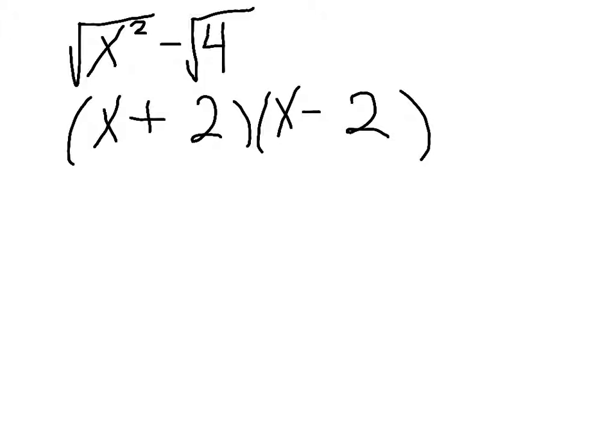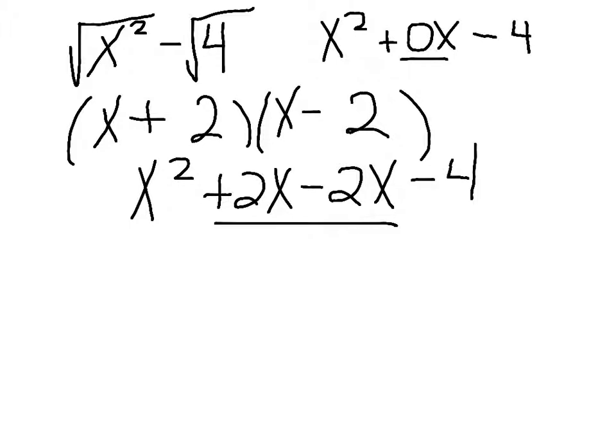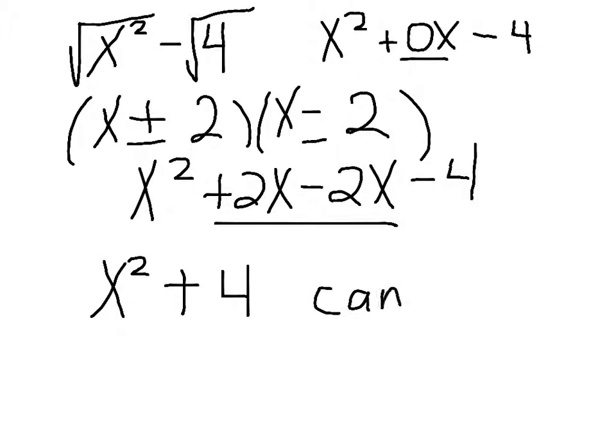That's the only way that this middle term drops out, because you know that I really have a 0x in the middle. When I fold this back, it'll be x squared plus 2x minus 2x minus 4. So the middle term drops out when one is positive and one is negative. Beware that if you have a plus sign here, this cannot be factored.